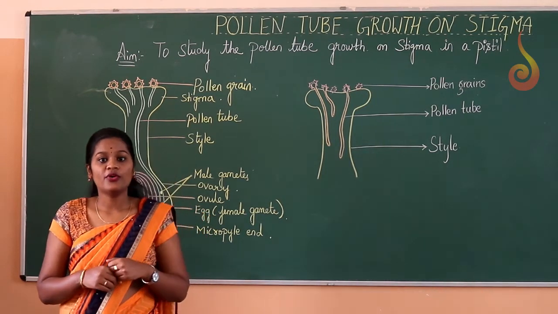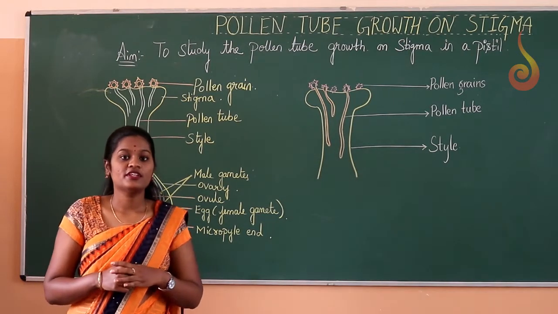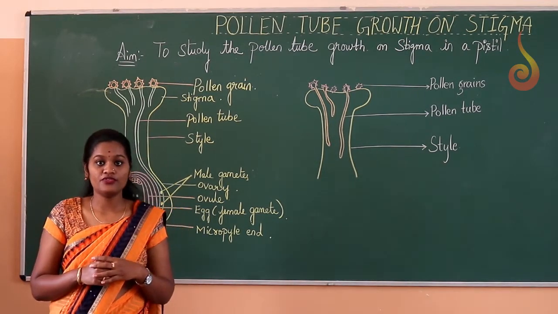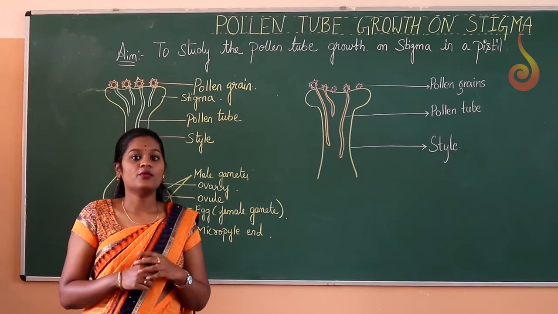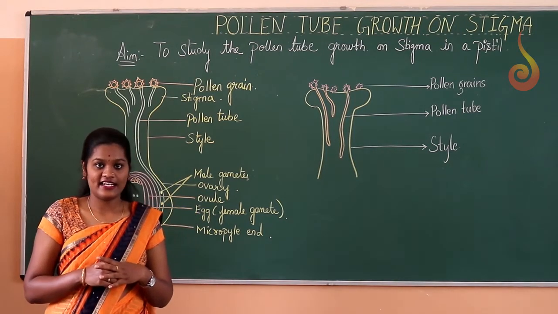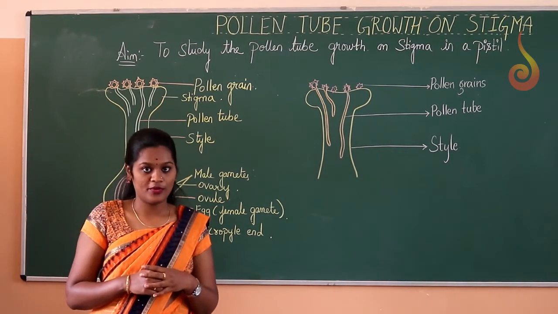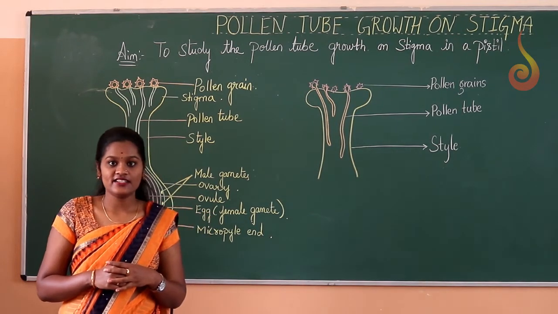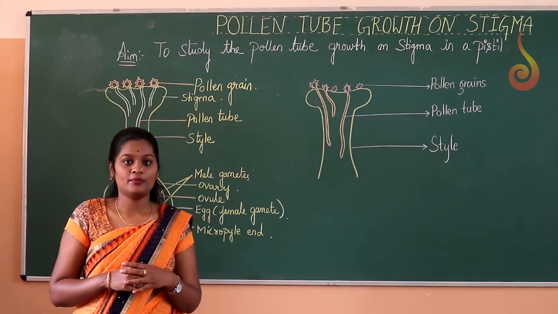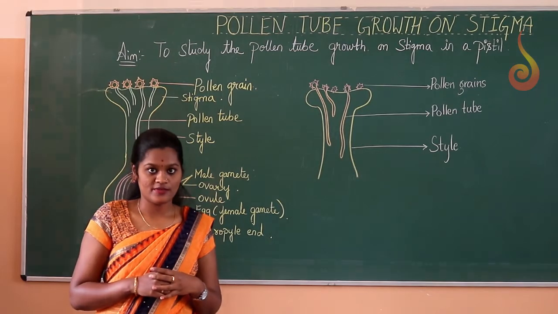As you know, pollen is roughly spherical in shape. The wall of pollen is made up of 2 layers, where the outer layer is called exine, that is made up of sporopollenin, and the inner layer is called intine, that is made up of pectocellulose.